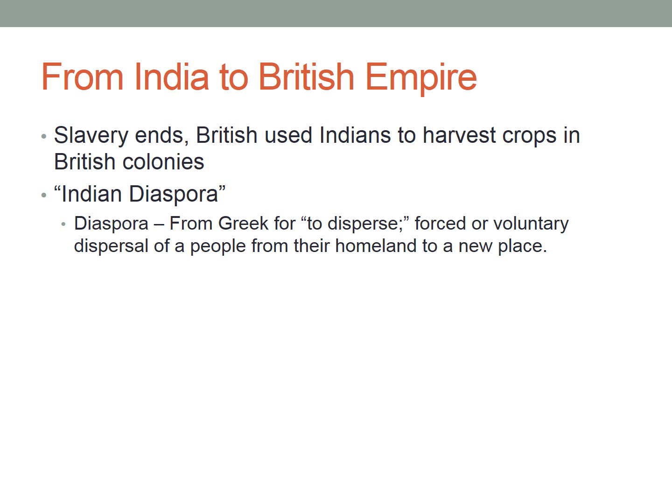And long before the British arrived in India, Hindu influences had radiated out into parts of Southeast Asia, in particular the country of Indonesia and the islands of Java and Bali. And so this is more commonly known as the Indian diaspora. Diaspora, one of our vocabulary terms, means to disperse. It is a forced or voluntary dispersal of a particular group of people, in this case Indians, from their homeland, India, or South Asia, the Indian subcontinent, to a new place, and that new place in this case being British colonies around the world.